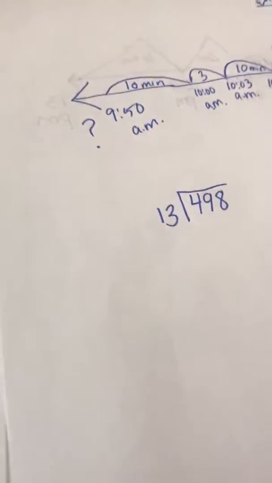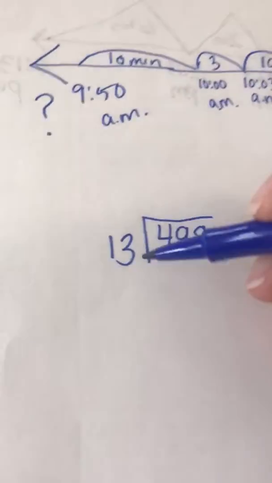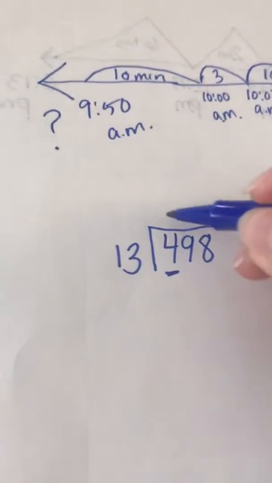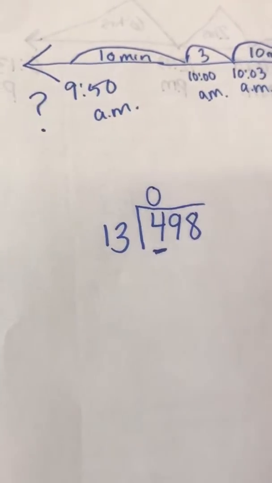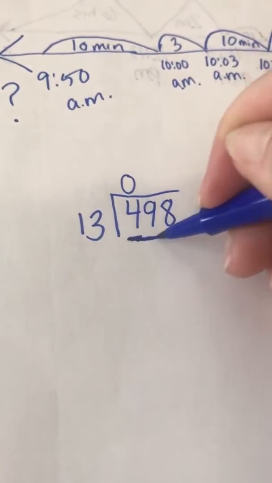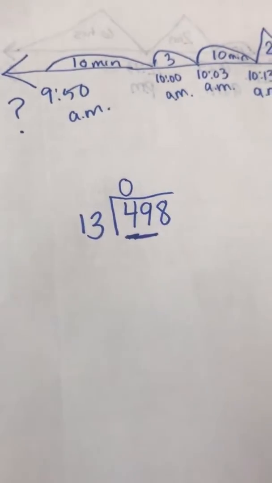So we can do 498 and we are going to divide it by 13. Okay? Miss Connolly prefers the traditional algorithm when dividing. So we're going to go digit by digit. Can 13 go into 4? No. So you can put a 0 up here or an X. Okay. Can 13 go into 49? Yes. But we need to figure out how many times.